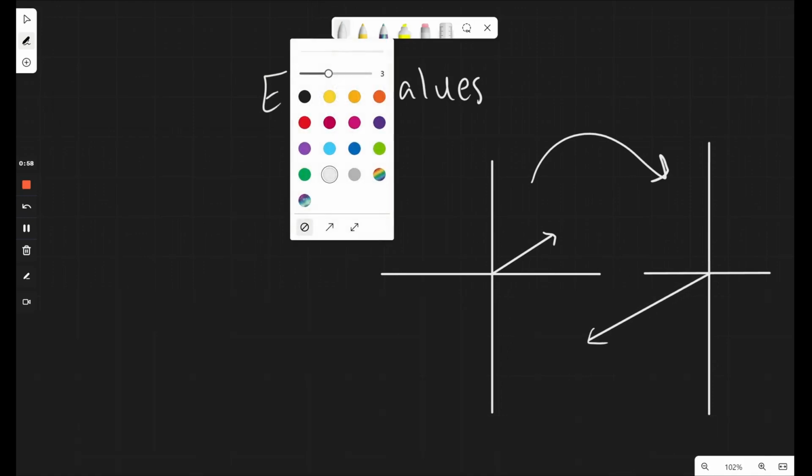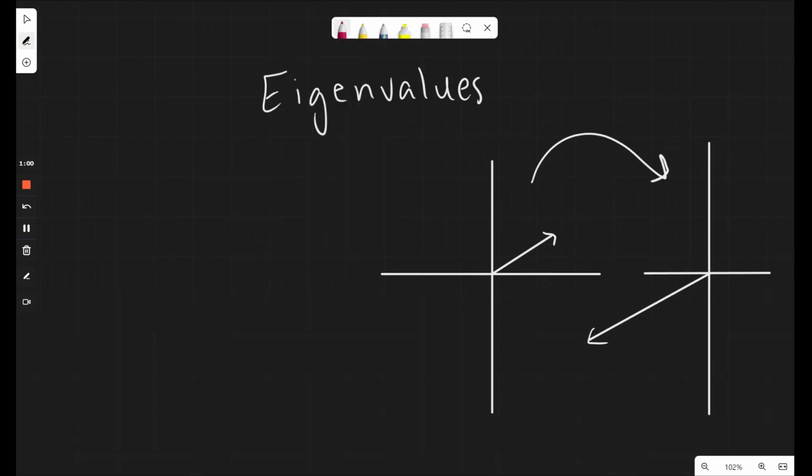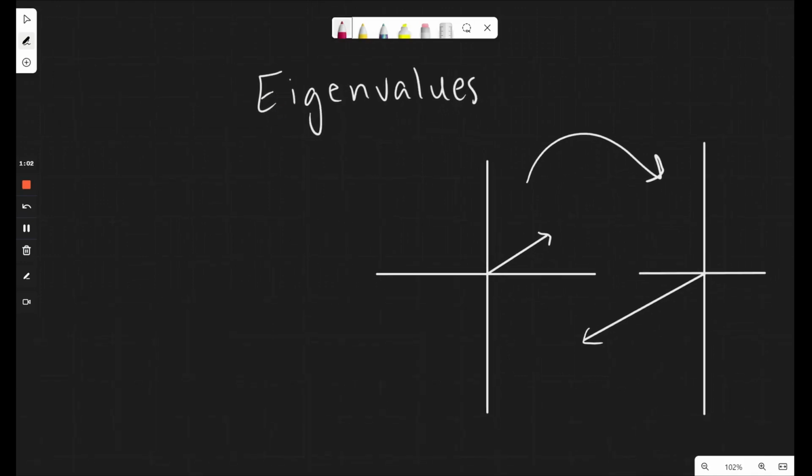But what eigenvectors are are vectors that even after your linear transformation, they don't change direction. Sure, they might change the magnitude. Like, for example, here this vector was scaled out and it was bigger, the magnitude was bigger, but it didn't change direction. So that's your eigenvector.